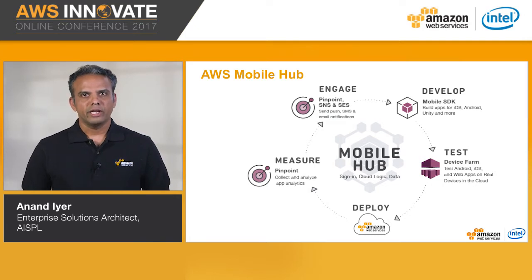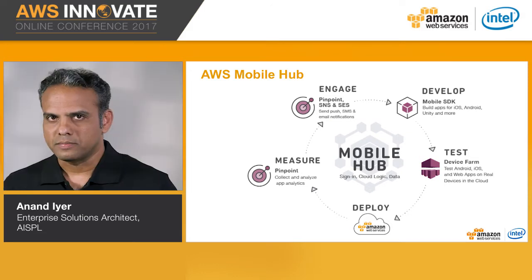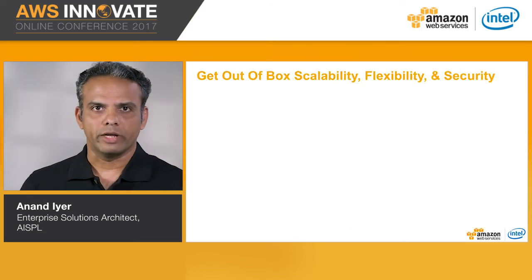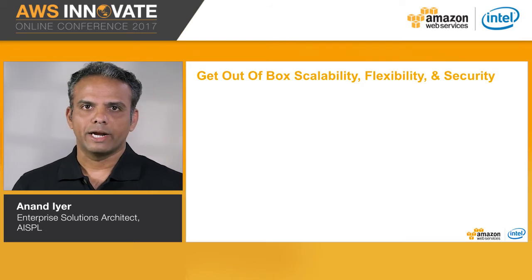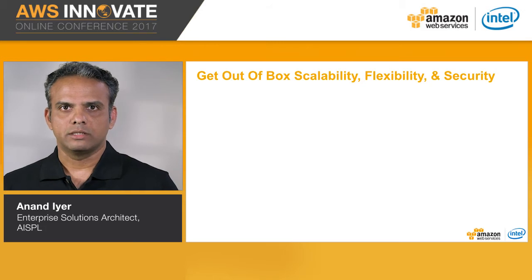You only pay for the AWS services used. There are 5 main areas that the AWS Mobile Hub focuses on based on key phases of mobile apps lifecycle: develop, test, deploy, measure, and engage. We will look at these in more detail as we go through the presentation. And oh, by the way, all of these while providing the scalability, flexibility, and security that your app needs.